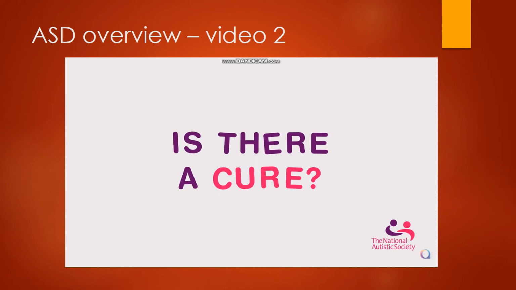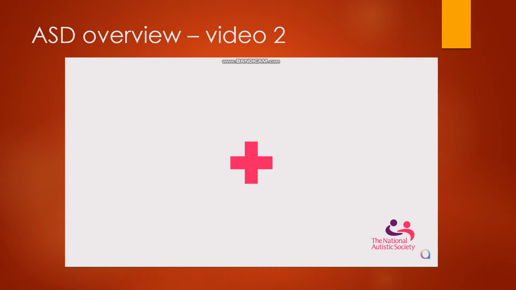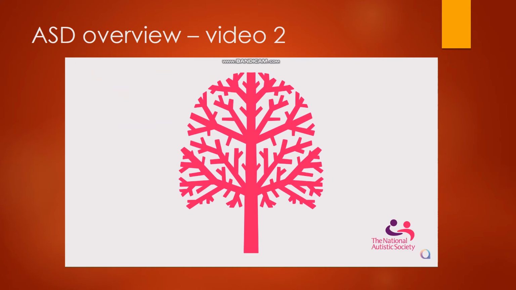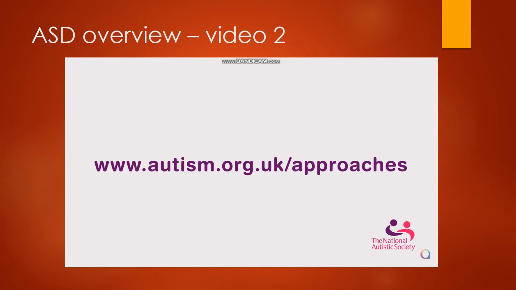Is there a cure? There is no cure for autism, but there are interventions that enable learning and development which may be helpful. You can find out more by going to www.autism.org.uk/approaches.